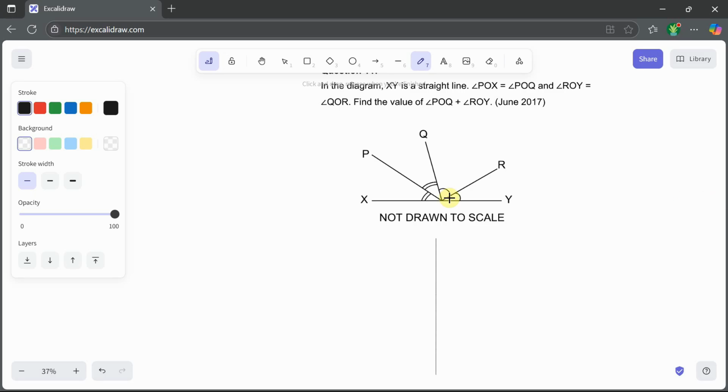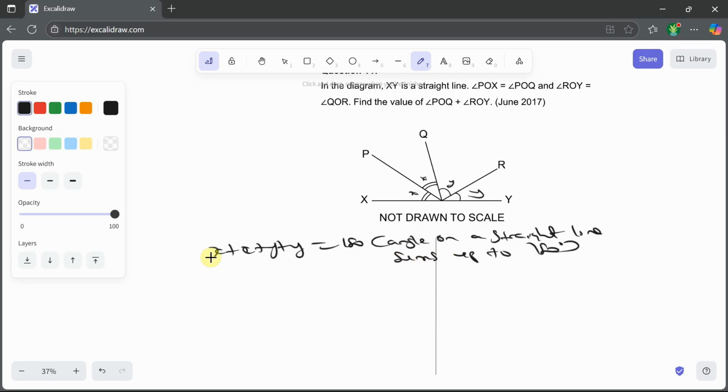So if I call this guy x, I can also call this guy x because they're the same. If I call this guy y, I can also call this guy y. Right, so what do we know? We know that x plus y must equal 180 degrees. Why? Angle on a straight line sums up to 180 degrees. So we have 2x plus 2y is equal to 180, and I can factor out 2 to give me x plus y is equal to 180, and divide both sides by 2. x plus y is equal to 90 degrees.